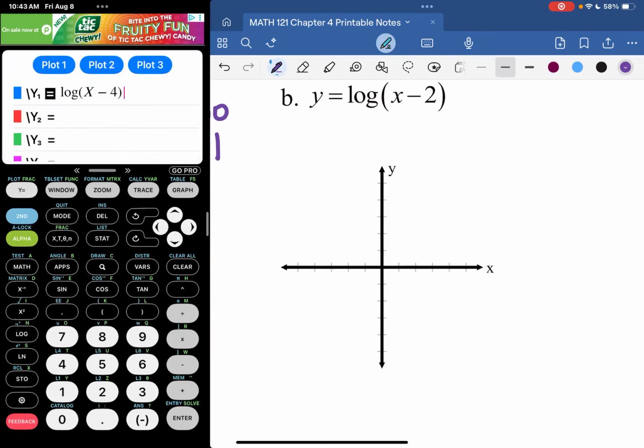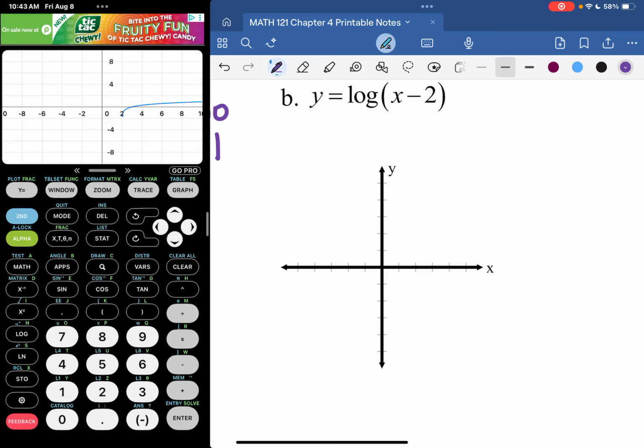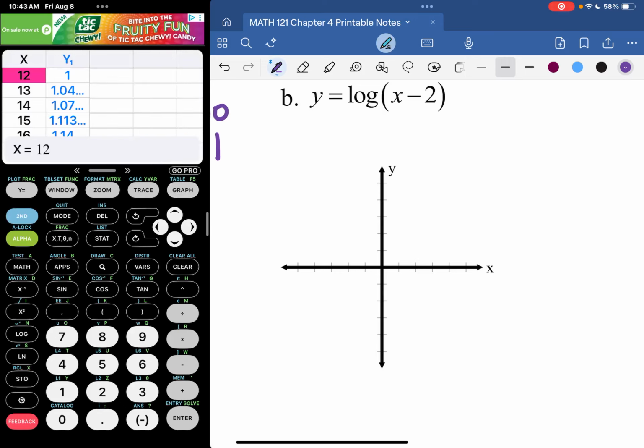So let's just hit this one. Let's just go straight to it. Since it's log base 10, we can just graph it in our calculator. So we're going to hit graph. Go like that. Your calculator doesn't graph the whole thing though, so you got to be careful.